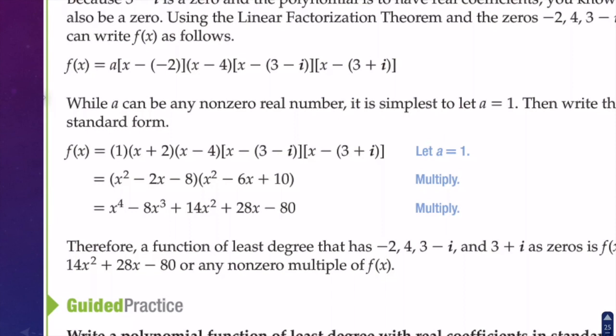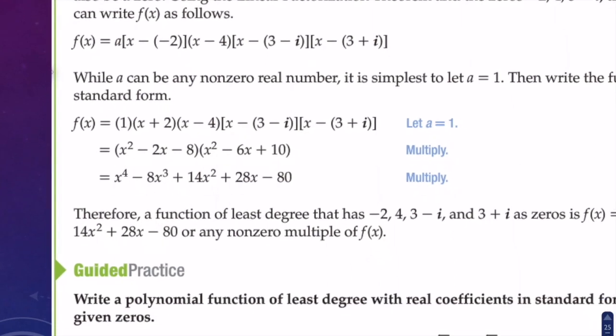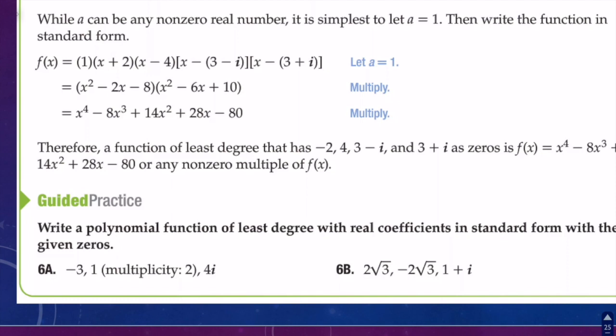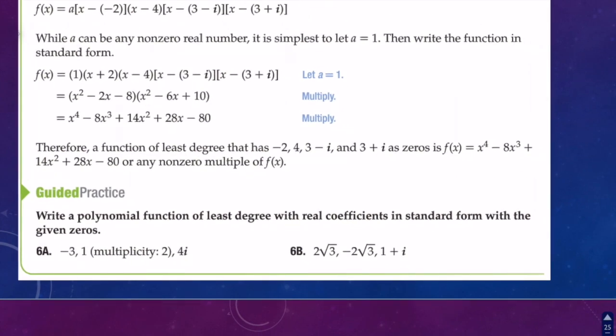When you multiply those together, you end up with x squared minus 2x minus 8 times x squared minus 6x plus 10. And when you multiply those two quadratic trinomials together, look at what you end up with: a polynomial of degree 4, x to the 4 minus 8x to the 3 plus 14x squared plus 28x minus 80. Therefore, a function of least degree that has -2, 4, 3 minus i, and 3 plus i as zeros is f of x equals x to the 4 minus 8x to the 3 plus 14x squared plus 28x minus 80, or any non-zero multiple of f of x. So you give it a try. Do 6a and 6b. And we'll stop right here and let you practice.